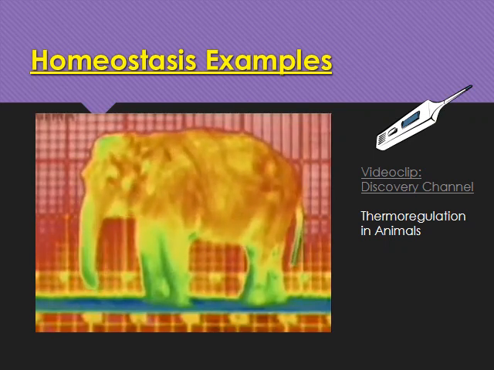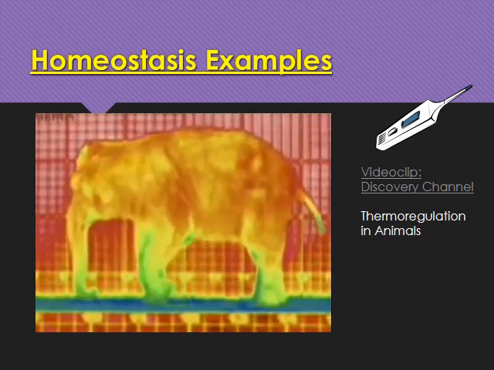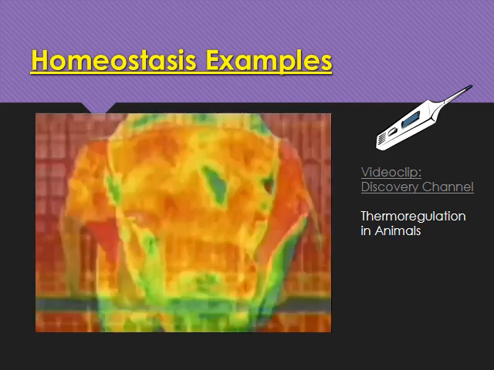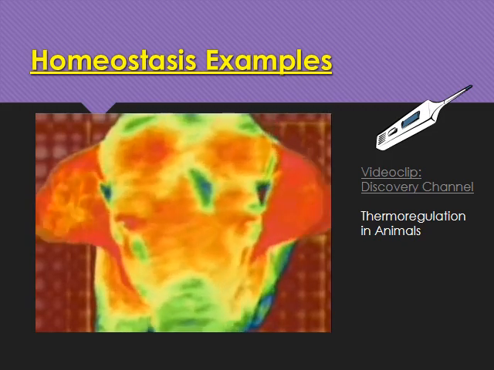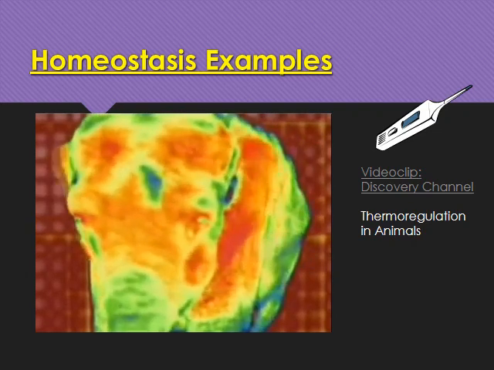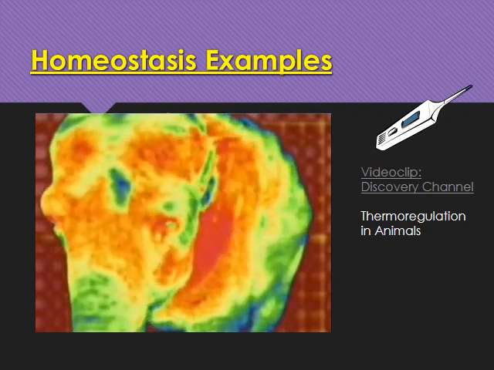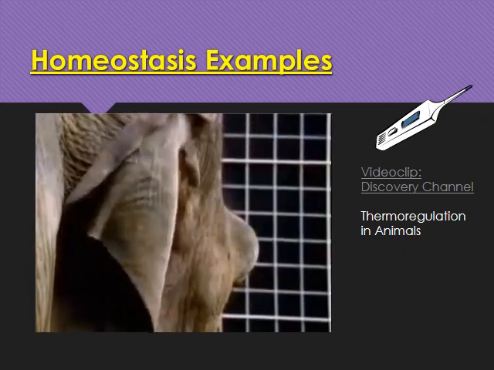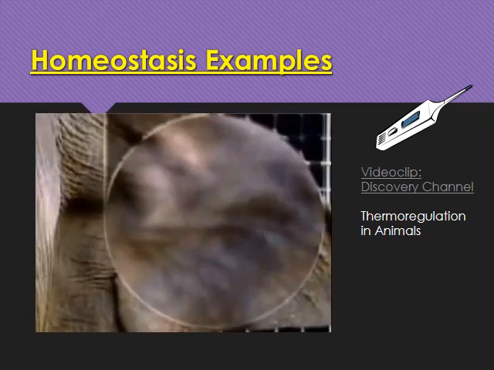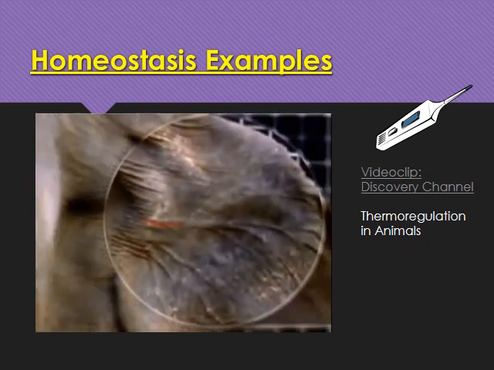But perhaps the most impressive system for beating the heat can be found in the elephant's ears. As this infrared camera shows in red, these ears radiate a lot of heat. When it's hot, blood vessels in the ears open and allow blood to cool as it flows within the paper-thin skin.